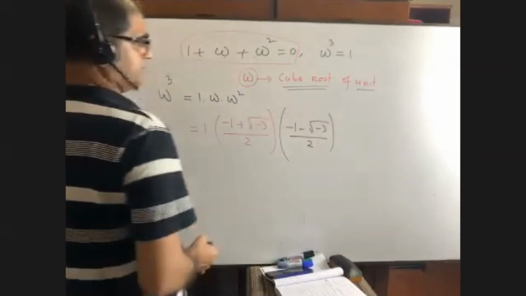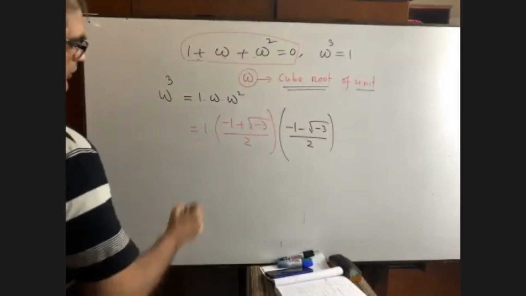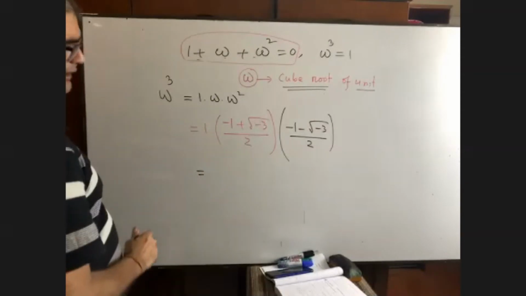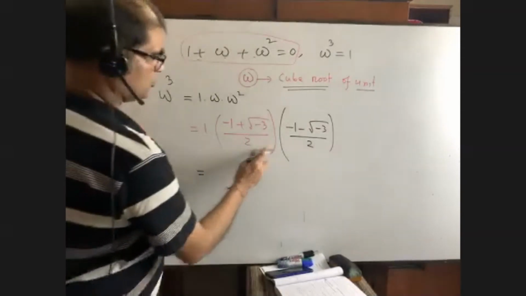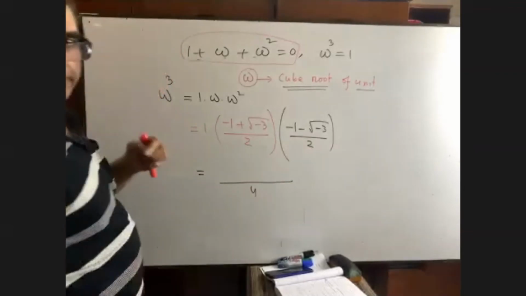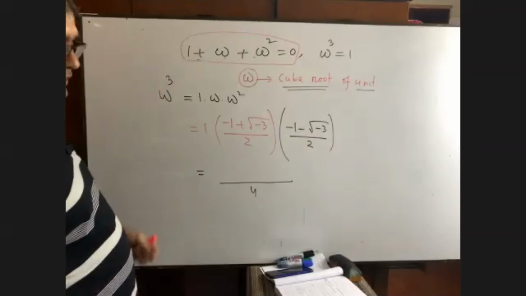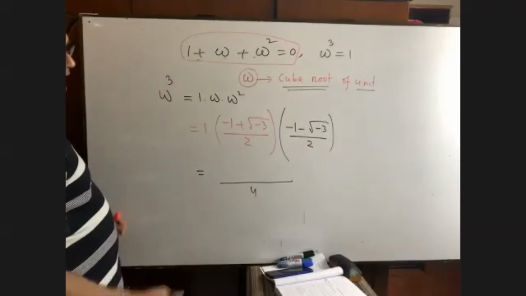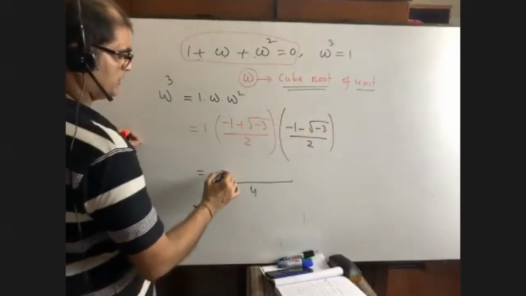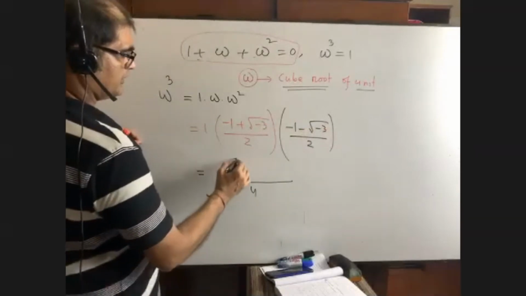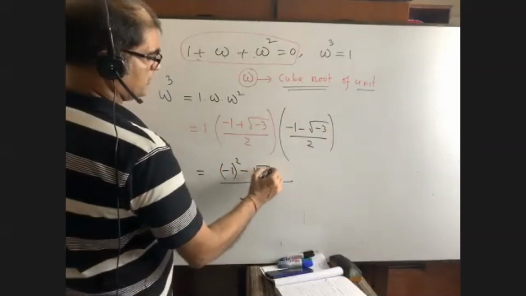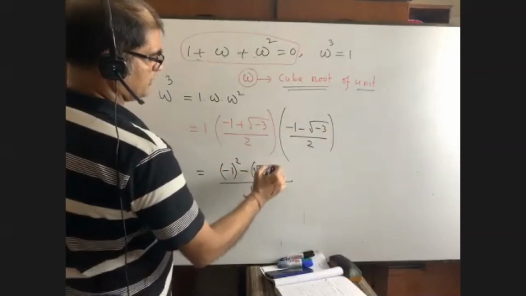Am I right? Yes, sir. Actually, we don't have any functioning on this one, right? So we are getting 2 into 2 equals to what? 4. Now, here it is a plus b, it is a minus b. What is the formula? a square minus b square.